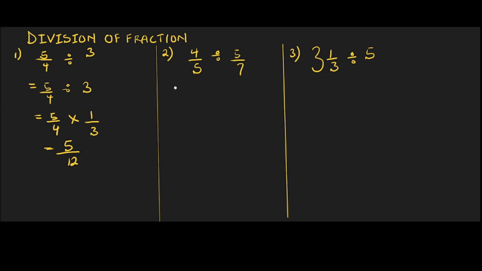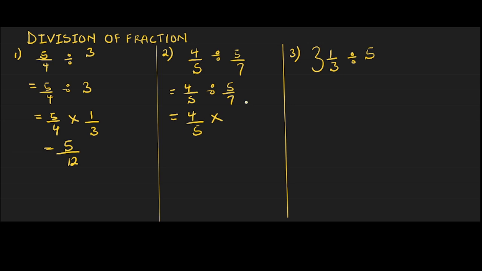Second question. We have 4 over 5 divided by 5 over 7. Here in this question, we have a fraction and a fraction. So what do we do? We have 4 over 5. For us to proceed further, we must change this division to multiplication.